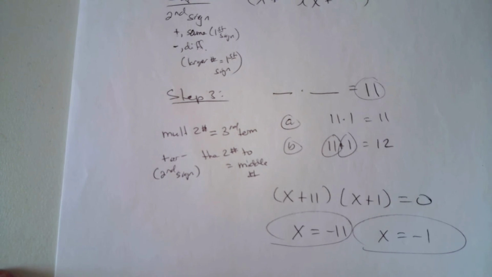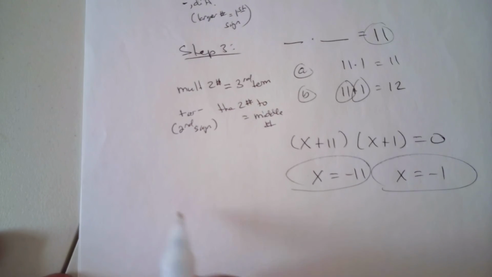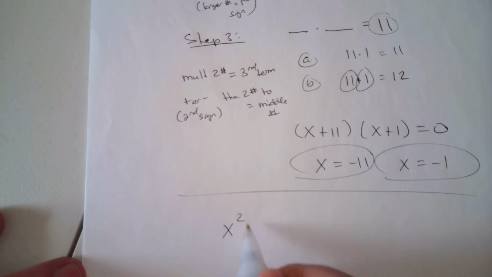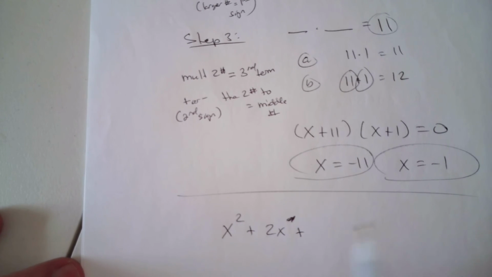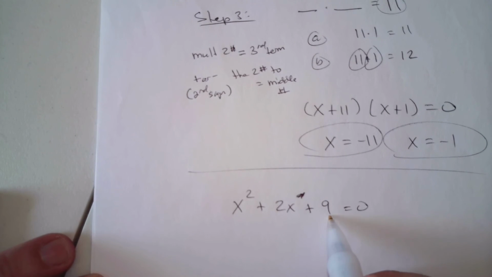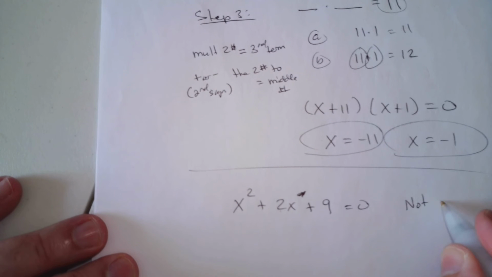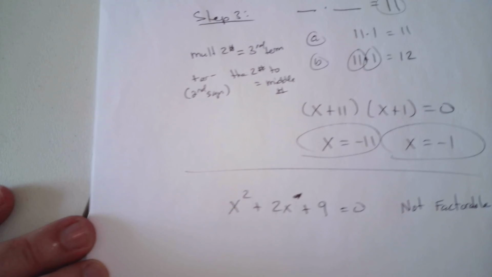Alright, so that's factoring. Remember, not all equations factor. For example, x squared plus 2x plus 9. What two numbers multiplied give you 9? When you add them, you get 2. Won't do, so not factorable.